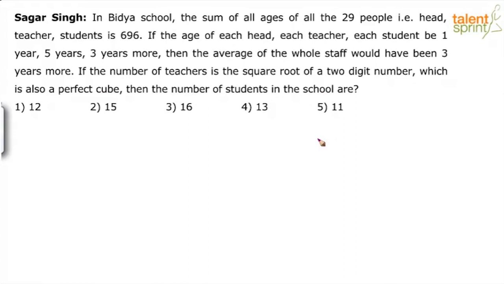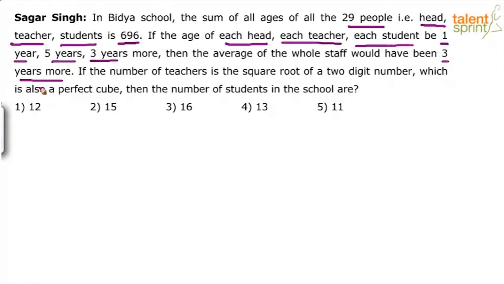Alright. So basically there's a school where the sum of the ages of all the 29 people, which includes heads, teachers and students, is 696. The total age of all these people is 696. This is the age of each headmaster, let's say. Each head, each teacher and each student be 1 year, 5 years and 3 years more, then the average of the whole staff would have been 3 years more.